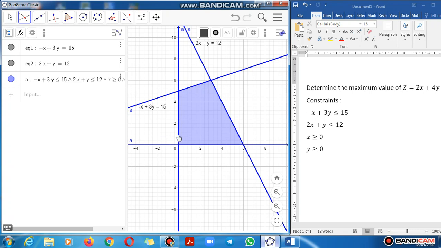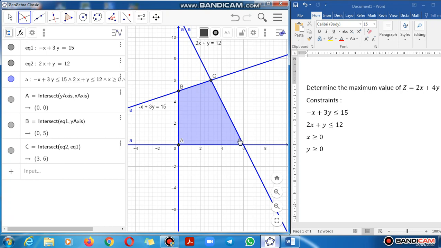We give the name of the intersection between the x-axis and y-axis, point A, and then the intersection point between the first equation and the y-axis we give the point B, and then the intersection point between the first equation and the second equation we give the name point C, and the last intersection point between the x-axis and the second equation we give the name point D. So we have the four corner points in the visible area.